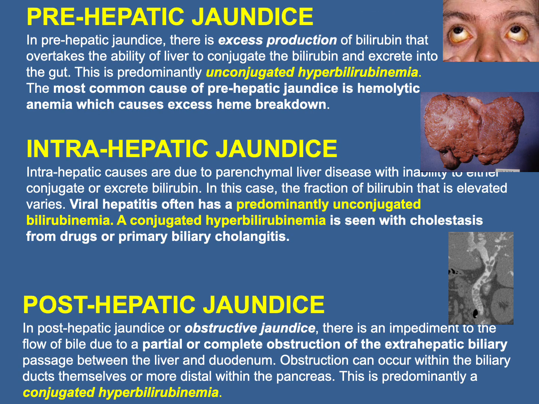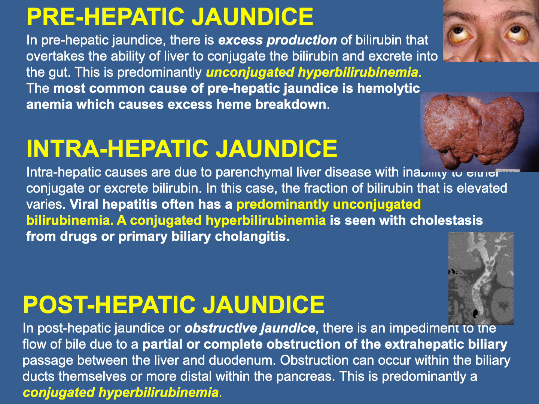Jaundice may result from prehepatic causes, where there's an excess production of bilirubin that overtakes the liver's capacity to conjugate the bilirubin. This causes predominantly unconjugated hyperbilirubinemia. Excess heme breakdown, as in hemolytic anemia, is a common cause.